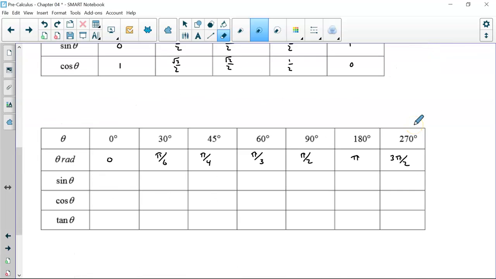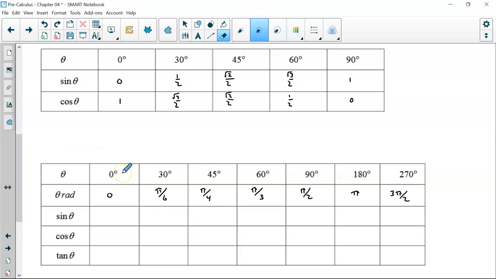For 0, we already have 0, 30, 60, and 90 for sine and cosine. So I'm just going to copy them down. 0, 1, 1/2, root 3 over 2, root 2 over 2, root 2 over 2, root 3 over 2, and 1/2. And then 1 and 0. We already have all those.